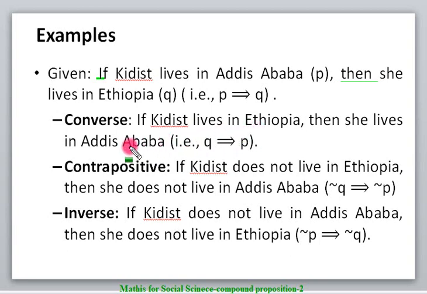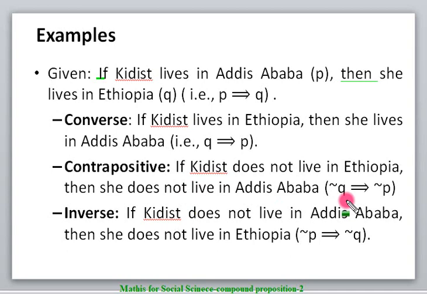What about its contrapositive? In the contrapositive, the hypothesis and the conclusion are exchanged, and also negation is added. So what is the contrapositive of this proposition? It is: if Kadis does not live in Ethiopia, the hypothesis becomes negated, then she does not live in Addis Ababa. This statement is also negated. So negation Q implies negation P.